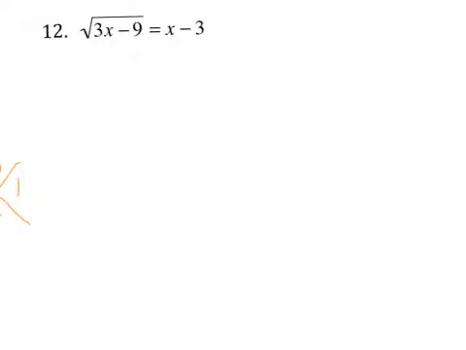Now let's take a look at the next problem. The square root of 3x minus 9 equals x minus 3. I know these are difficult problems. Something like this would probably be extra credit on a test. So we're going to square both sides and get 3x minus 9 equals, what's the next step? If you said write it twice and FOIL, you are right.